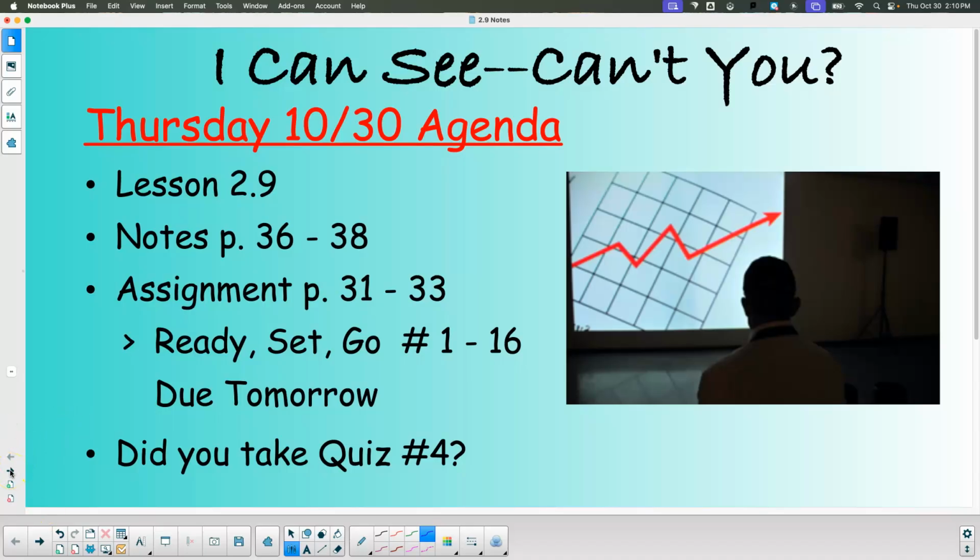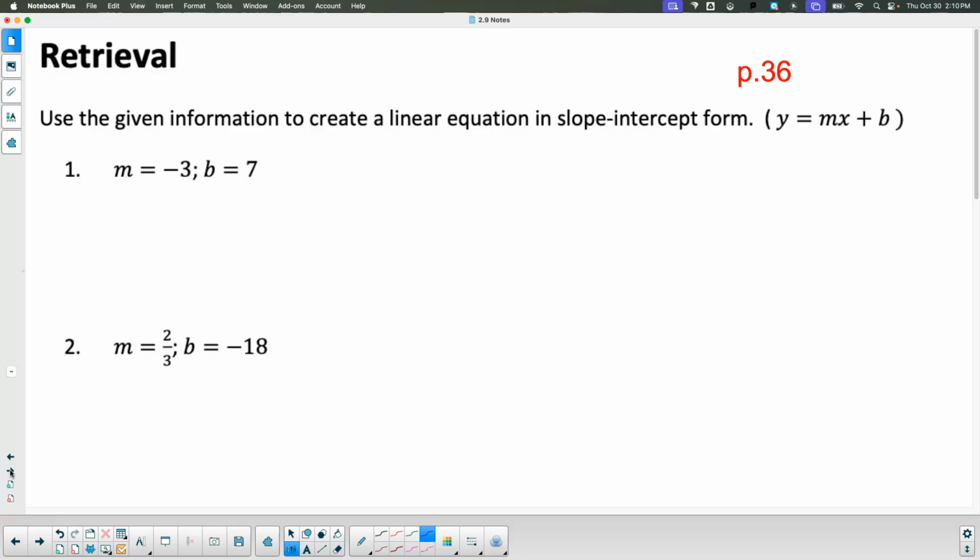With that being said, on page 36 in your white note packet, we have 4 find me y equals mx plus b problems. Simplify it all the way down, get rid of the parentheses, make it look like y equals mx plus b without the y part. Okay? Go for it.